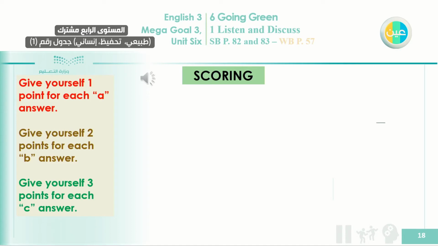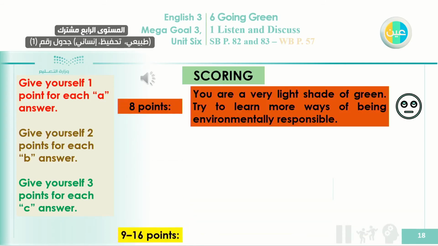Give yourself 2 points for each B answer. So whenever you answered B, you have to give yourself 2 points. Give yourself 3 points for each C answer. So we have A, which is 1 point, B, which is 2 points, and of course we have 3 points, which is C. We'll listen now to this coding. As you know, we listened to a questionnaire, and of course we have a result. So this is the result. We'll listen together, guys.